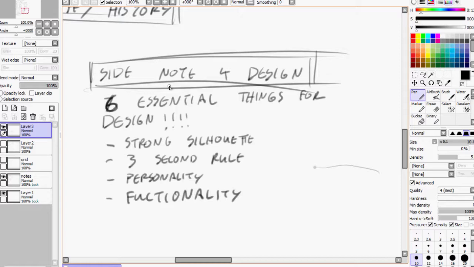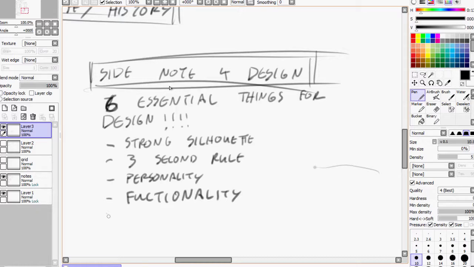Number 3, personality. Now, what the personality is all about is referencing the character's design. Does it convey the kind of personality that you want it to convey?